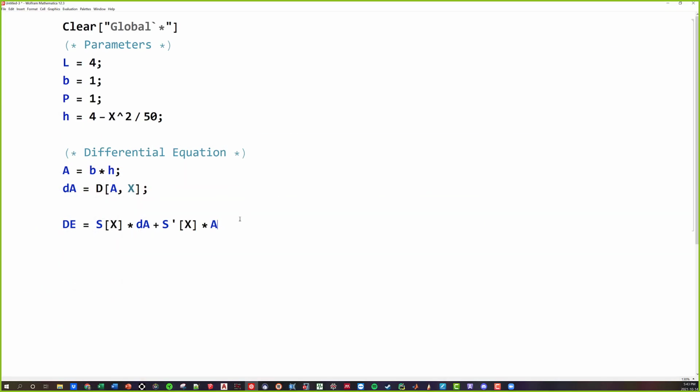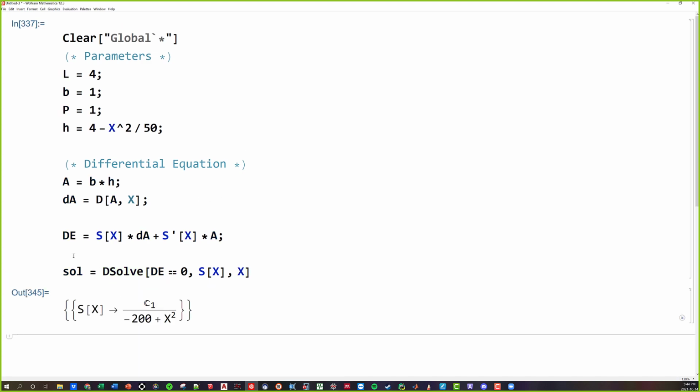Now I can go into my DSolve function. So I'll say solution is equal to DSolve. And again, I'm only inputting three things. The first one is, what is my differential equation and what is it equal to? Well, I've defined it as dE, and we know it's equal to 0. The second is, what are we solving for? We want to solve for our stress as a function of x. And then finally, what is the variable inside of that function? That's simply x. So if I run this right now, this is what we get.